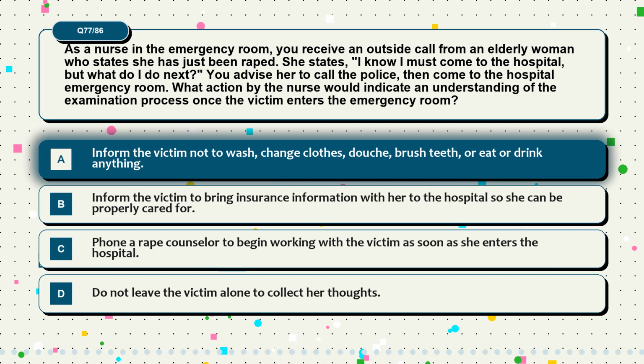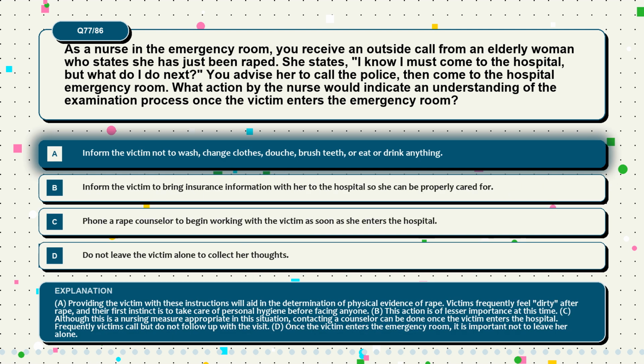The correct answer is option A. Inform the victim not to wash, change clothes, douche, brush teeth, or eat or drink anything. Providing the victim with these instructions will aid in the determination of physical evidence of rape. Victims frequently feel dirty after rape, and their first instinct is to take care of personal hygiene before facing anyone.